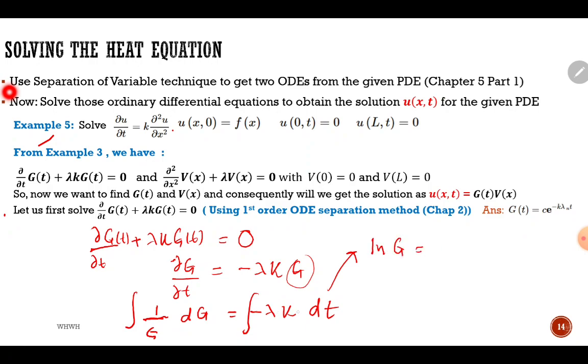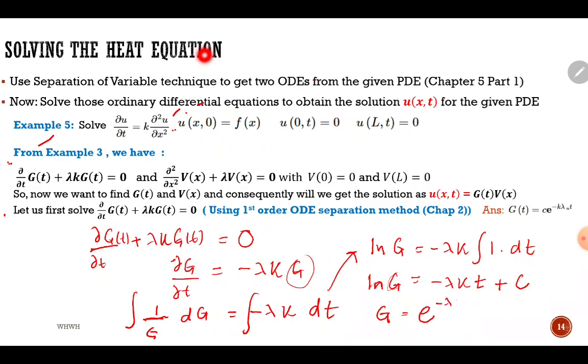And this negative lambda k is just a constant, so it can be placed outside, as if you are integrating 1 with respect to dt. So you have negative lambda k t plus C. Alright, so ln G here. We want to find G, so again we convert from ln form to exponential form. There you go, we have e to the power of negative lambda k t plus C, which is also the same as e to the power of negative lambda k t multiplied by e to the power of C. And you can simplify it to, okay, wait, let me write it neatly.